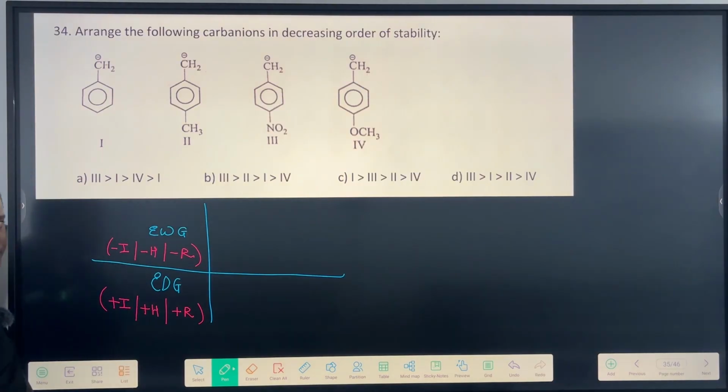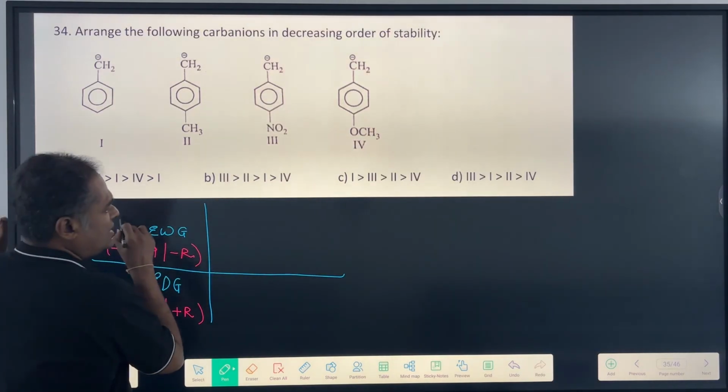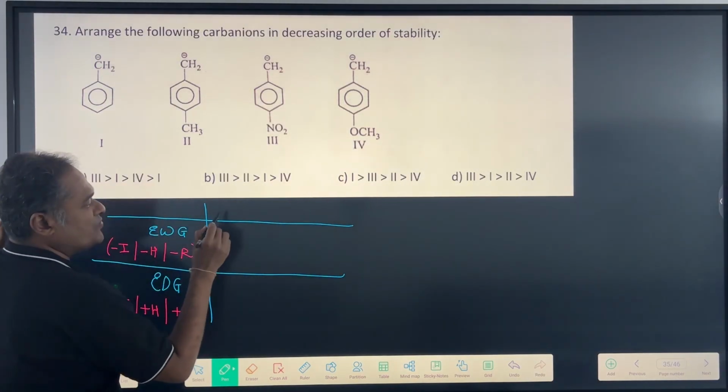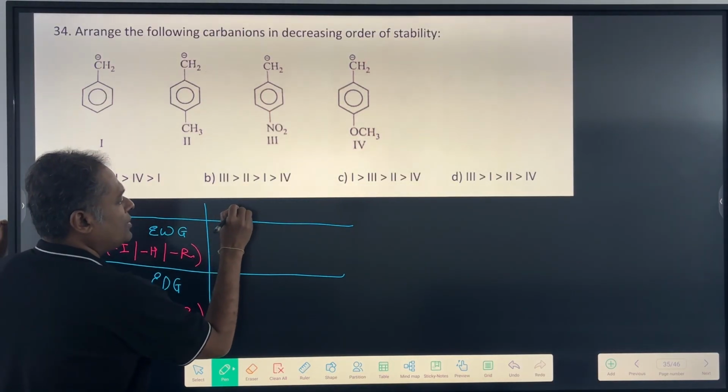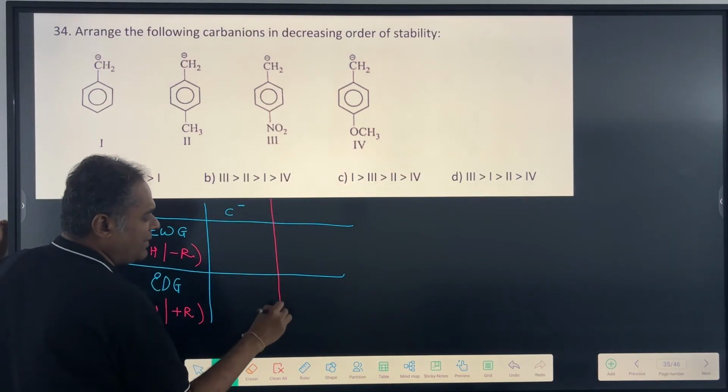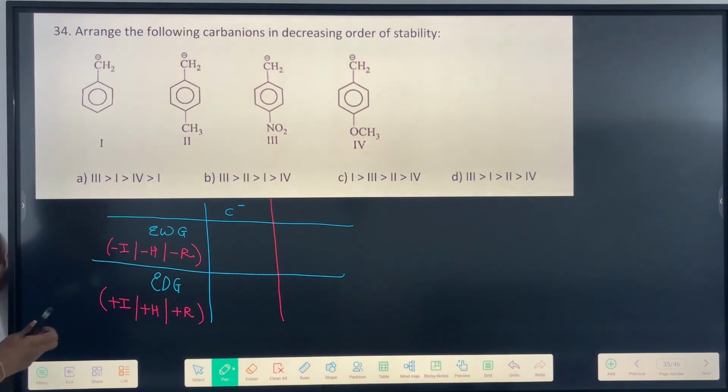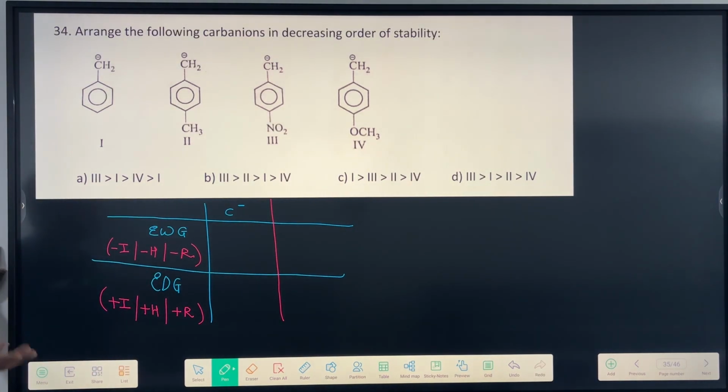Is the term clear? Now the question is, sir, how will you relate these groups with stability? If you know, over here we have a carbanion. Now you tell me, carbanion contains what?